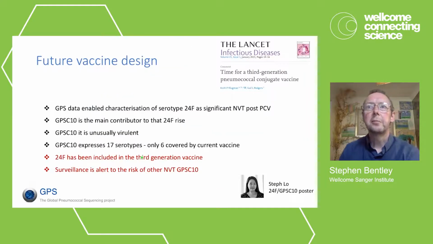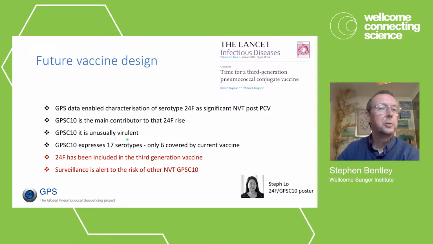And this is just to summarise an example of where that has been specifically useful. So the database generally is useful for surveillance, and surveillance is useful for vaccine strategy. But here's a particular example where, using the GPS data, we were able to characterise serotype 24F, one specific serotype, as being a significant non-vaccine type that was emerging post-vaccine introduction. And then we're able to show that within all of the serotype 24Fs, one strain known as GPSC10 is the main contributor to the rise in serotype 24F.